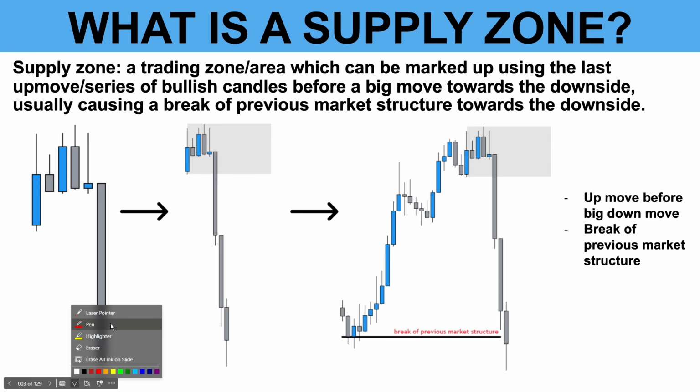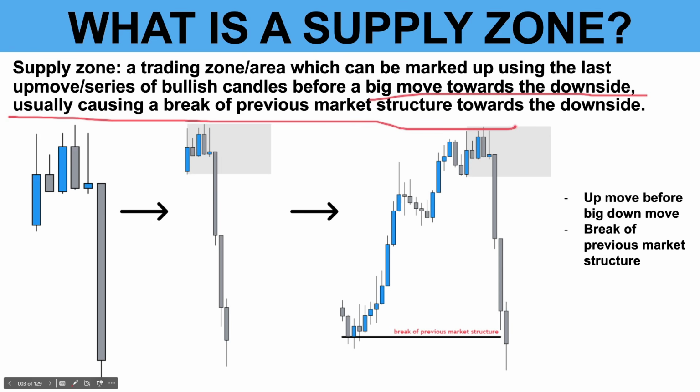And we're going to define what a supply zone is. I'm going to teach you how you can identify supply zones, and we'll just go through what I have laid out here. So first things first, what is a supply zone? A supply zone is a trading zone or area which can be marked up using the last up move or series of bullish candles before a big move towards the downside, usually causing a break of previous market structure towards the downside.